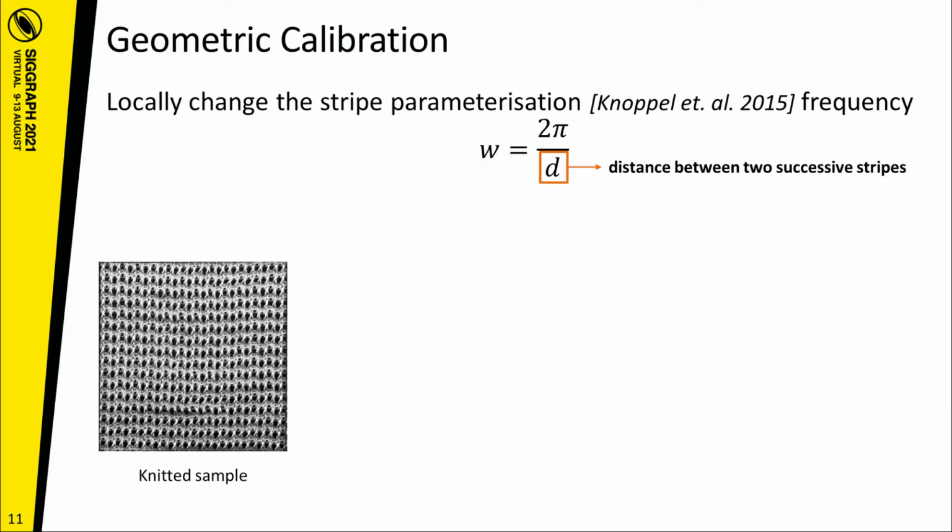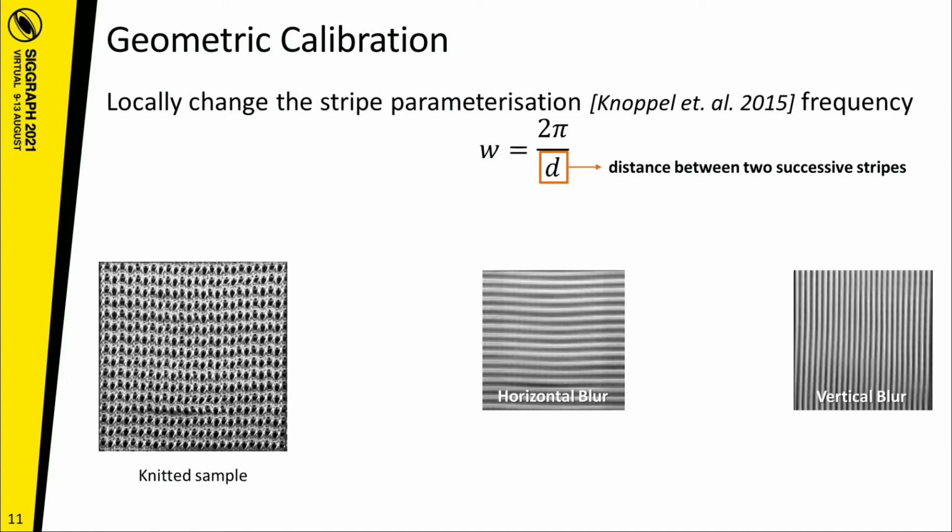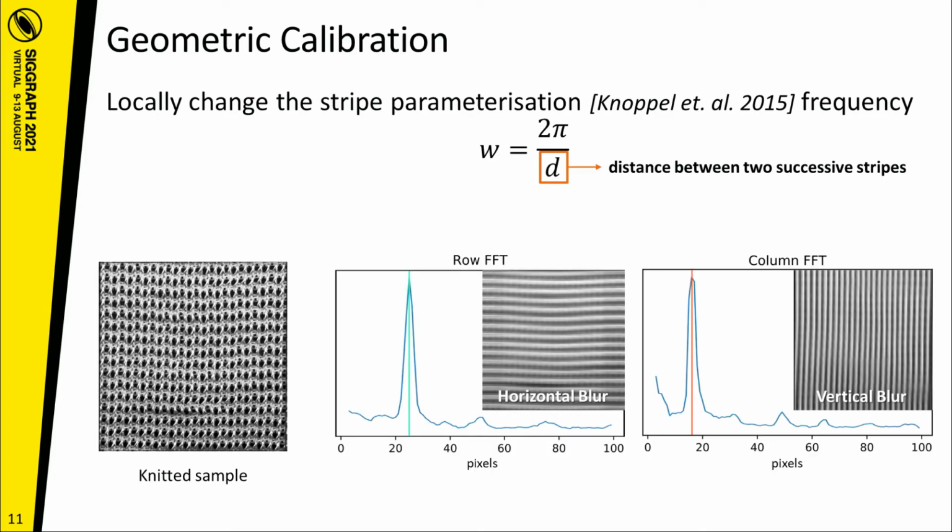In order to measure the size of a stitch in a particular stitch pattern, we first take a photograph of a knitted sample. Then, we blur the image in the horizontal and vertical direction to highlight the courses and the wales. We then compute the fast Fourier transform for each column and row and get the average distance between the courses and wales.